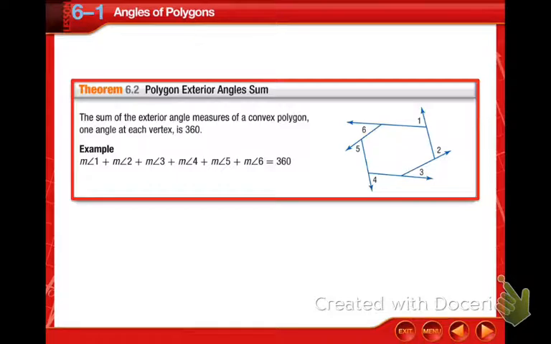Alright, so our next thing here is this new theorem that we have not seen. The Polygon Exterior Angle Sum Theorem says that the sum of the exterior measures of a convex polygon, one angle at each vertex, is 360 degrees. So you can see our shape here. Kind of looks like a Chinese throwing star or something. But basically, no matter however many the angles are, they all need to add to be equal to 360. It's that easy. So let's look at an example.